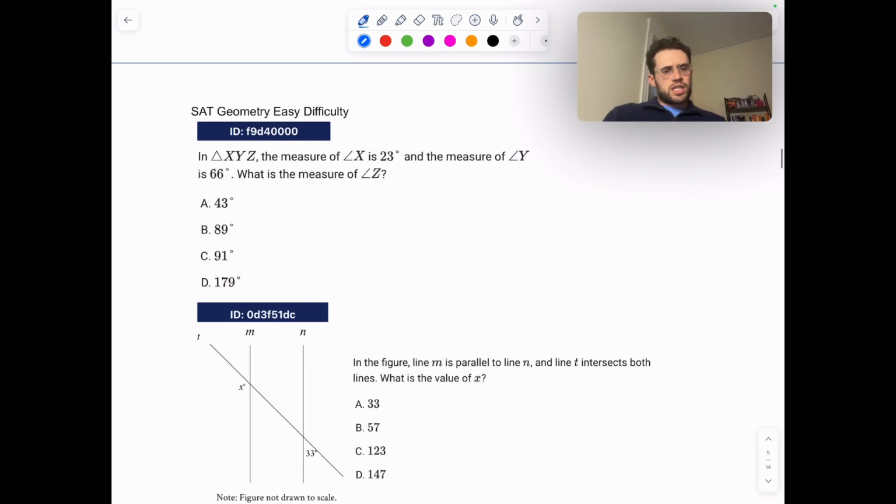In triangle XYZ, the measure of angle x is 23 degrees. The measure of angle y is 66 degrees. What is the measure of angle z? So if we draw out a triangle, we'd say x is 23, y is 66, and z is the one that we don't know.